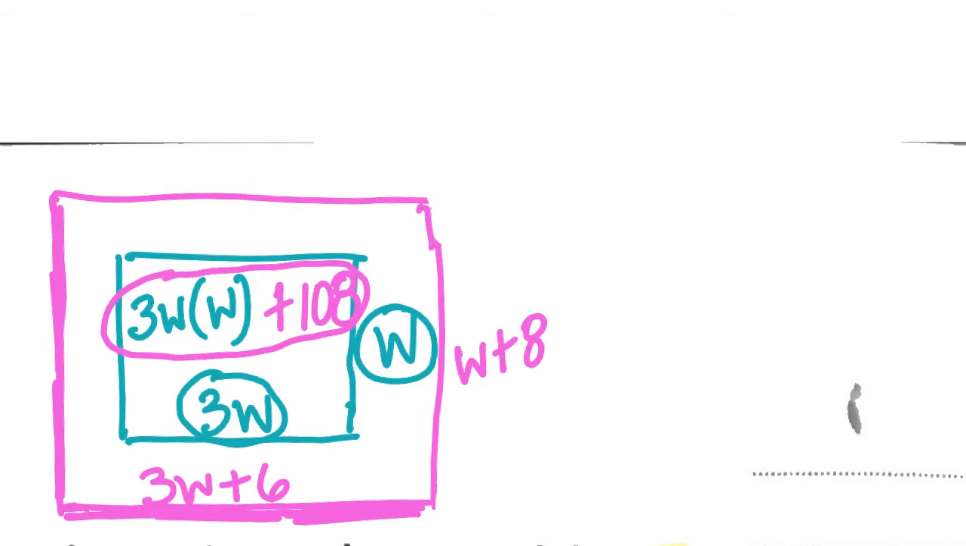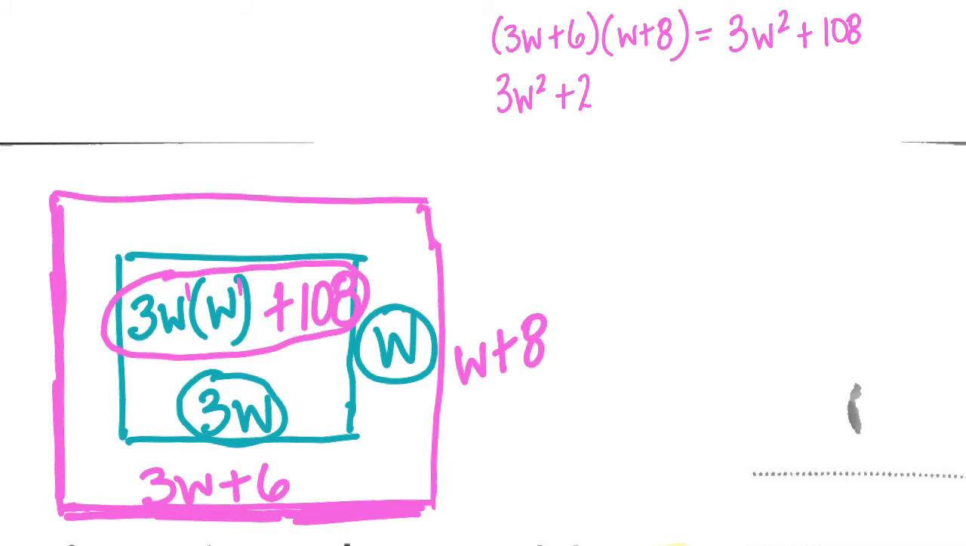I know that one side is 3W plus 6. The other side is W plus 8. And that's going to equal 3W squared, because 1W and 1W is W squared, plus 108. Let's FOIL. First terms, 3W squared. Outer terms, 24W. Inner terms, 6W plus 48 is equal to 3W squared plus 108.